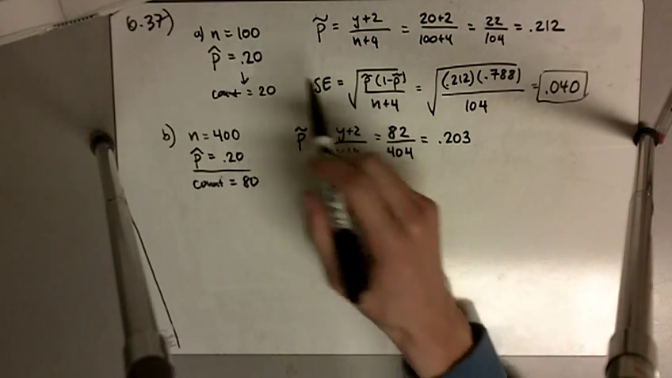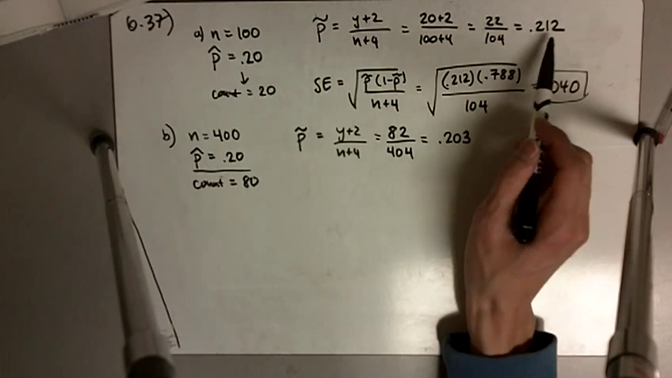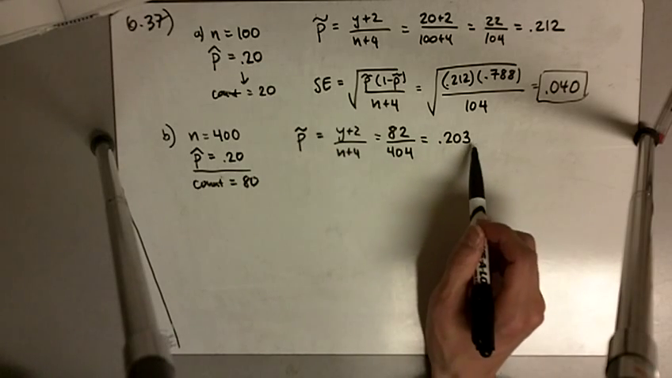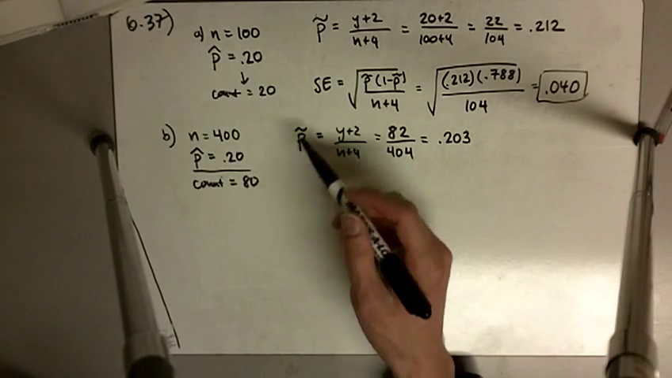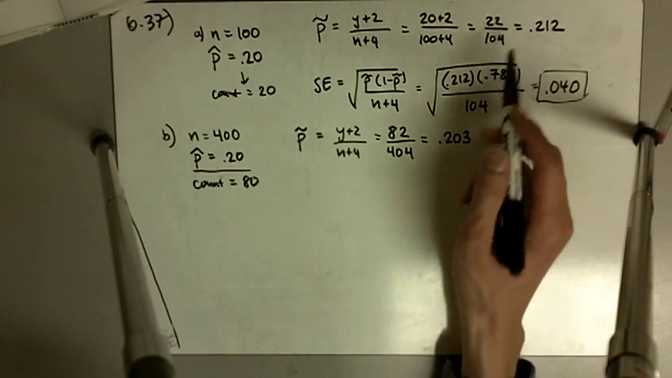And so you can see in part A, the p squiggle of 0.212 is a little bit more different from 0.20 than 0.203. So 0.203 is actually a lot closer to 0.20 than that one is.